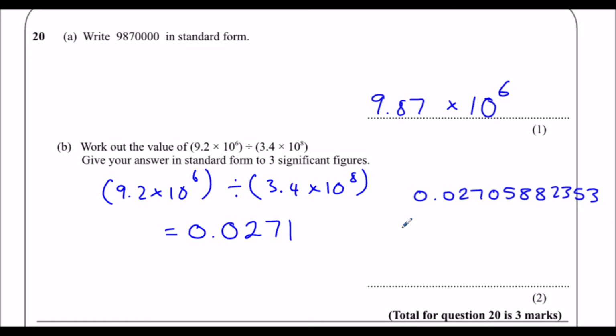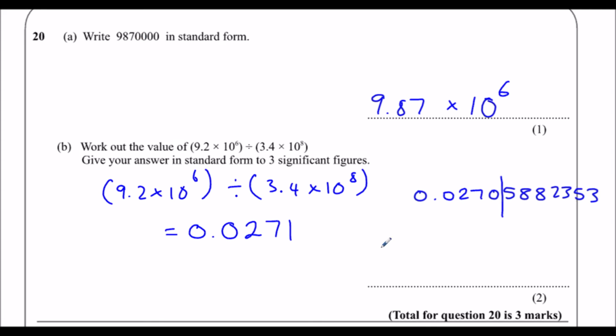So for significant figures, we start counting at the first non-zero number, which is the 2. So 1, 2, 3. And we've got a 5 comes next, so we round up this 0 to a 1. So it's 0.0271. So that's the three significant figures, but it's not in standard form.